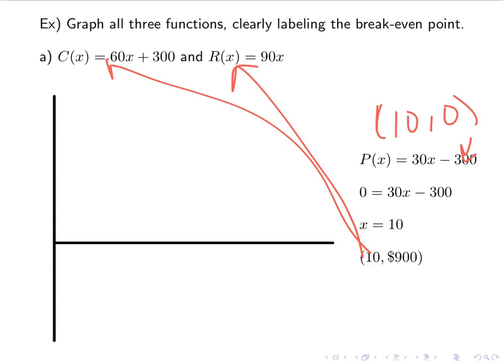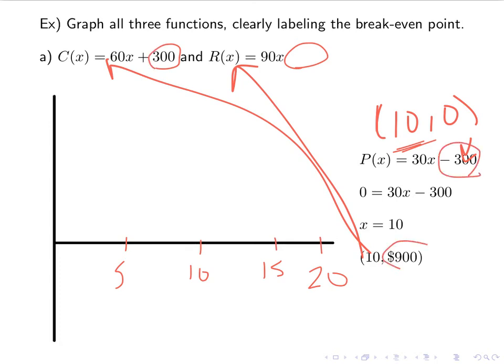Notice that the x values, I really only have two of them. I have the 0 because I have my y-intercepts, and then I also have the 10. And just like before, I want to keep my break-even point somewhere near the middle. So I'm going to choose 10 to be in the middle, and then kind of just do it around that. Now I need to look at my y values. So my y values, again, are 0, 300, negative 300, and 900. Those all happen to be really nice multiples of 300, so I'm going to go by 300s.